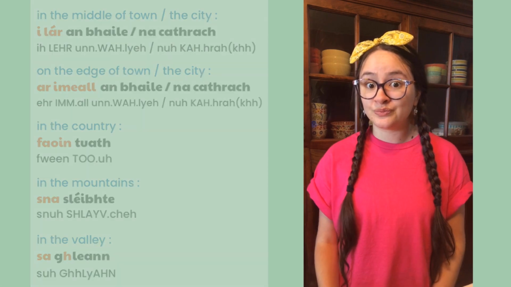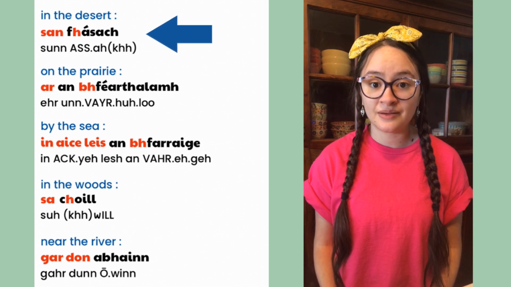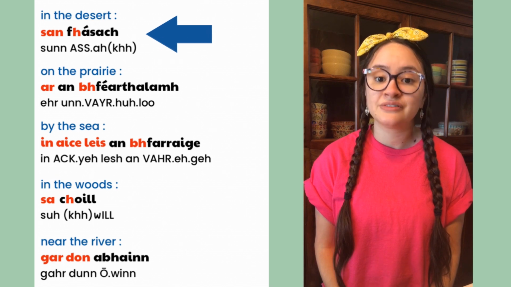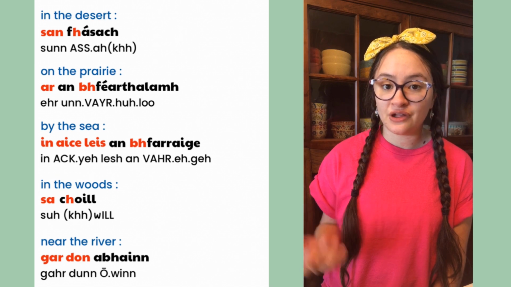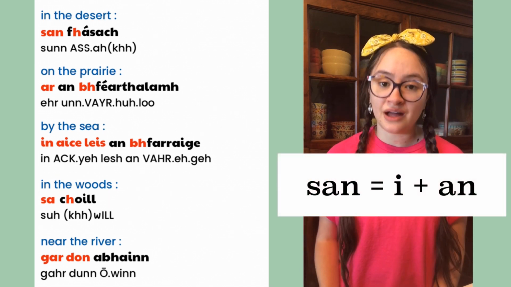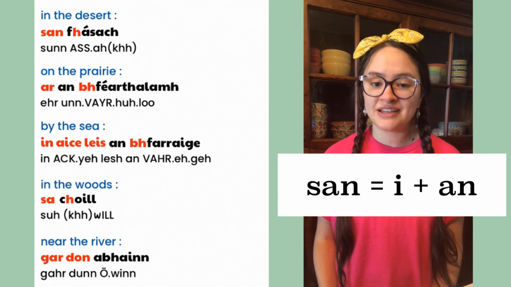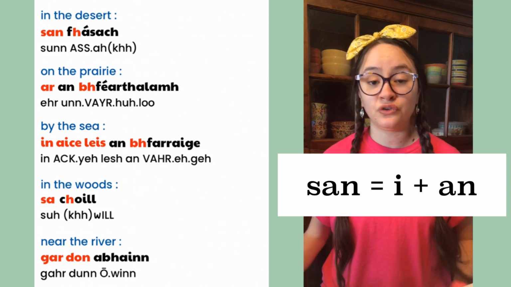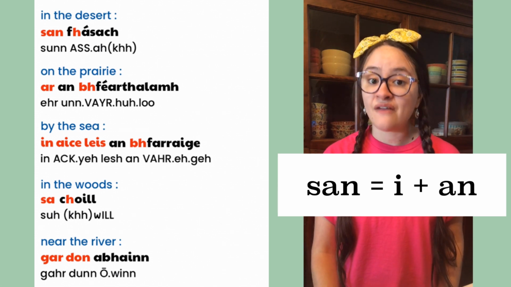Maybe it'll help you. Next, maybe you live in the desert. Desert is fhuasach. In the desert, sanasach. Now, sun is just a slight variation of that previous word we saw, sa. Sun also is a combination of the preposition I, in, and the singular definite article for the, un. This is simply just the version that is used before words beginning with a vowel or FH.